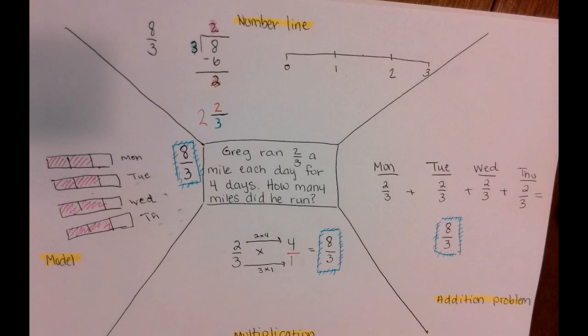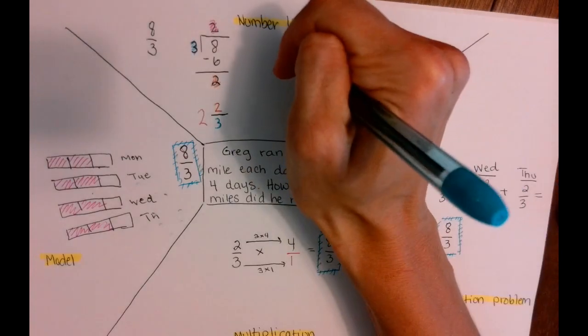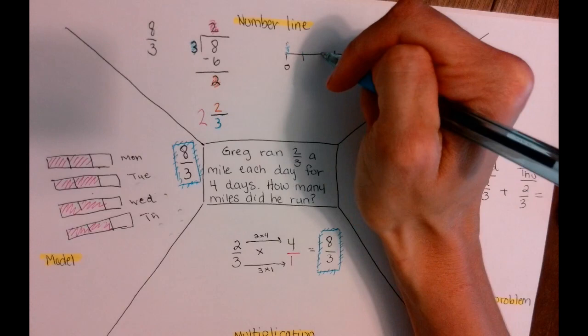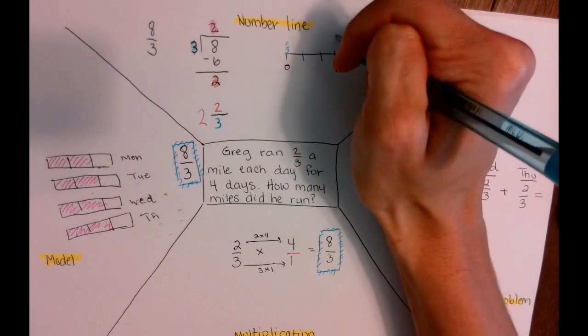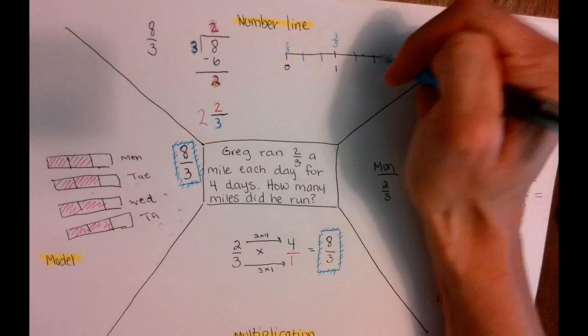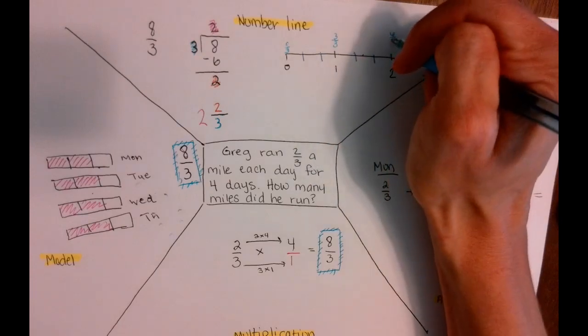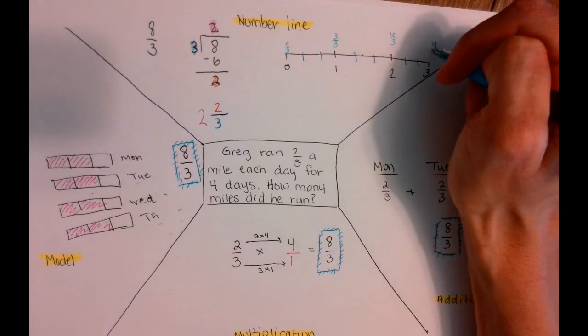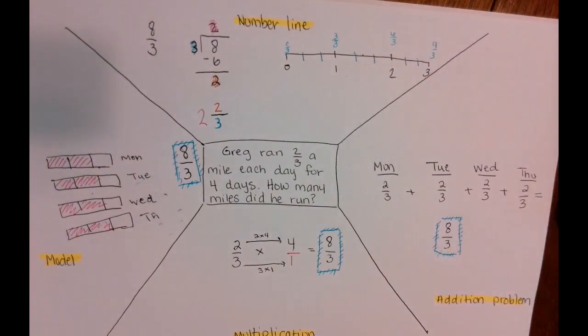So 0 would represent 0/3. Then you need a 1/3, 2/3, and here's 3/3, 4/3, 5/3, 2 would be the same as 6/3, 7/3, 8/3, and then 3 would be 9/3. So your number line needs to go all the way up to 9/3, to 3. Okay. Now we can show the jumps on our number line.